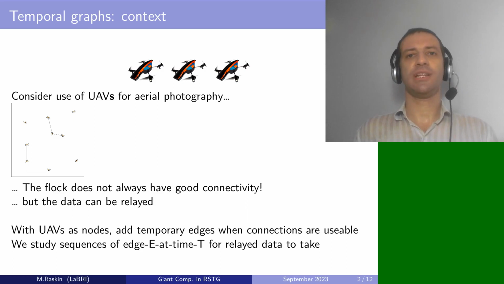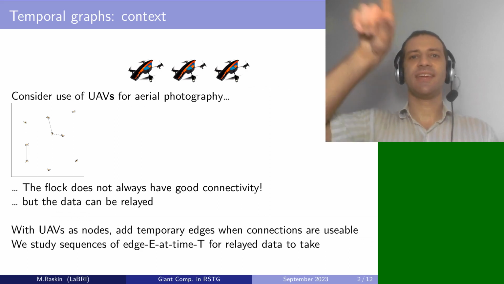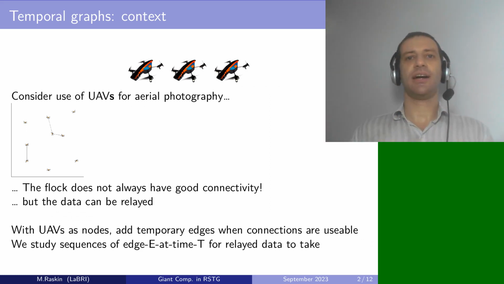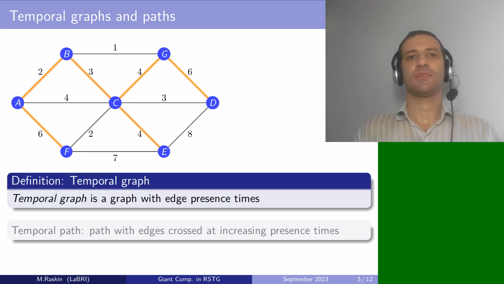So when we model it, we can create a node per drone, and then we create an edge, temporary edge, when the drones have a usable connection between them, and then we study where we can relay the data, so which sequences of these edges at these times are usable to relay the data. So technically, a temporal graph is a graph where each edge has some presence times when it can be used.